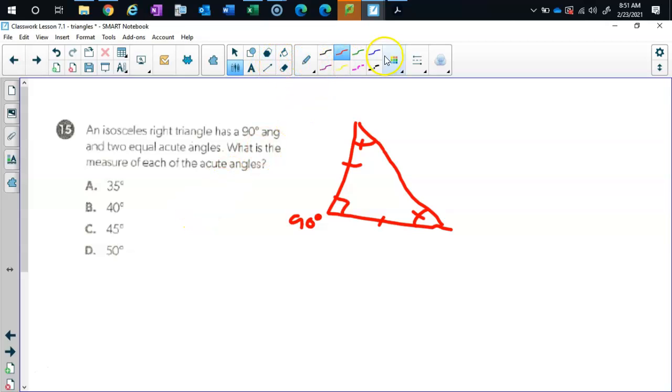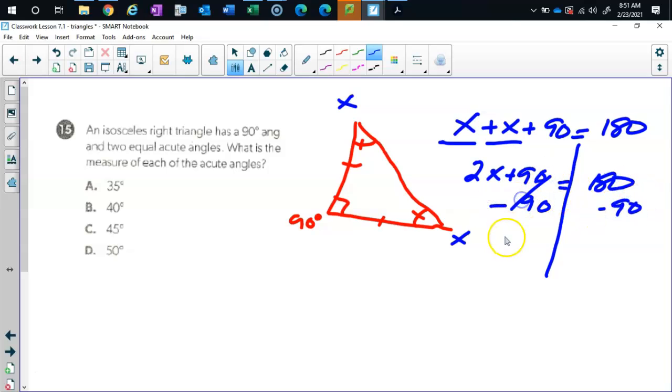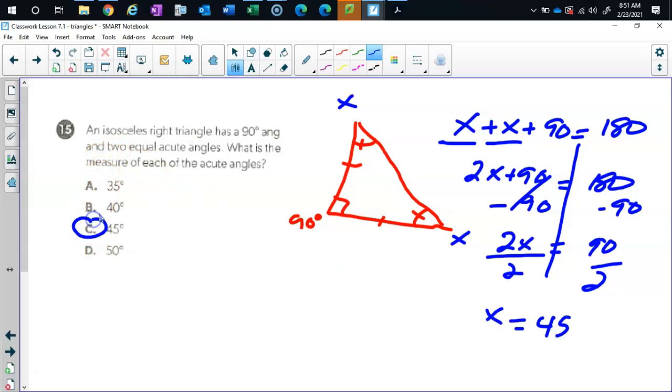All right. Well, I already drew this triangle. This angle, we're going to call X. This one we're going to call X. How do I know that they're the same? Well, because in an isosceles triangle, we have two congruent sides and two congruent angles. So our equation is going to be X plus X plus 90 equals 180. How do we solve this? X plus X is 2X plus 90 equals 180. Subtract 90 from both sides. 2X is 90. Divide both sides by 2. X is 45. So you should have picked C.